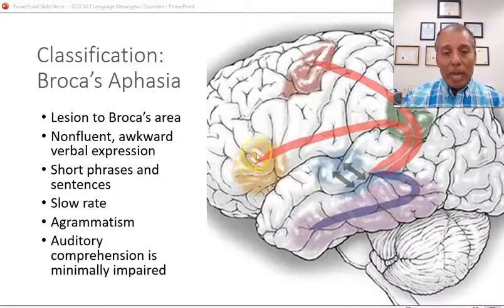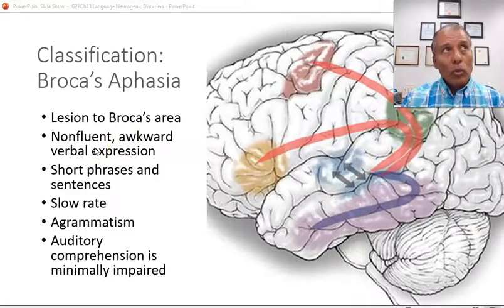And when there is damage to Broca's area and the pathways that go to it and from it, that causes Broca's aphasia. Broca's area only exists in the left hemisphere. There's another area we'll speak about here, Wernicke's area, which only exists in the left hemisphere as well. So anyway, when there's damage to Broca's area, the person will have Broca's aphasia, and that leads to non-fluent speech.